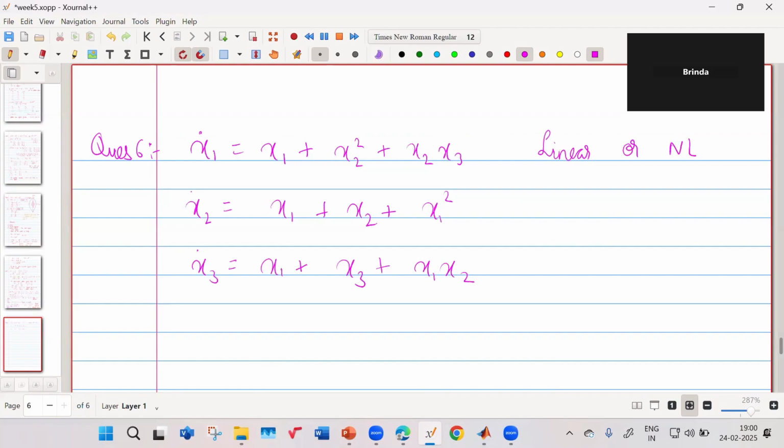Non-linear system. Okay, it is a non-linear system because there are terms where the states are multiplied or raised to the power of square. So what is done in this case is you... Also, is this system autonomous or non-autonomous?